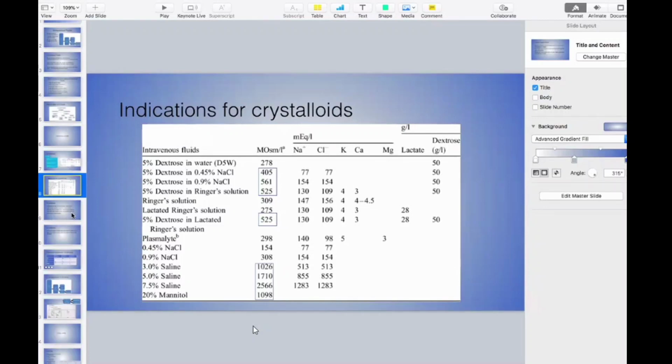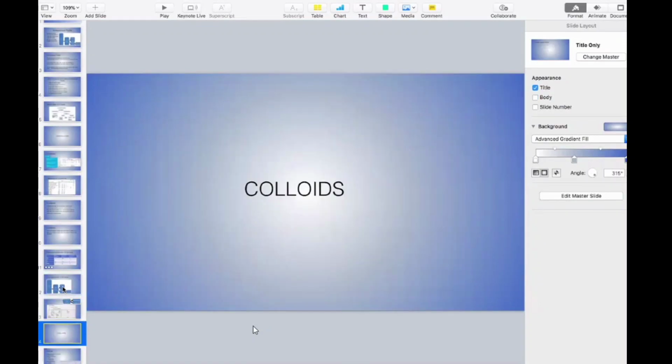So remember that now. Crystalloid is always the first line, and whether it is sepsis, trauma, or a burn patient, you will see the first line is the crystalloid. Okay. Right. So next we will move on to the colloids.